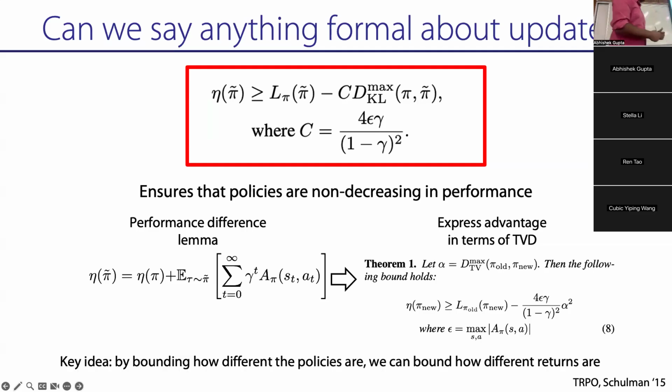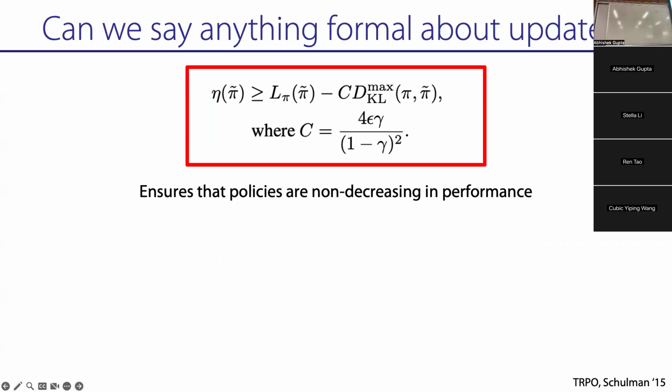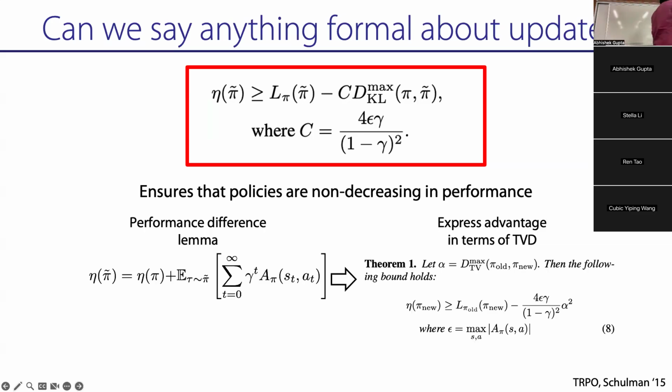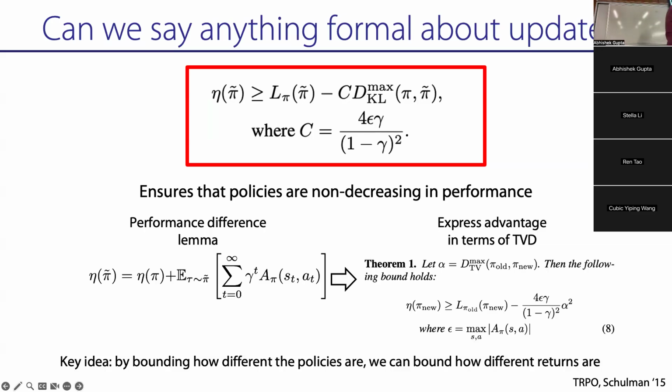There's some nice theory that they do. We don't have to go through it, but the main thing to remember is that the objective on the top is the TRPO objective. You maximize that. It's a lower bound on the true policy performance. And so you have this policy improvement. For those of you who are interested, I'm happy to go over it in office hours, but it's a little too involved.